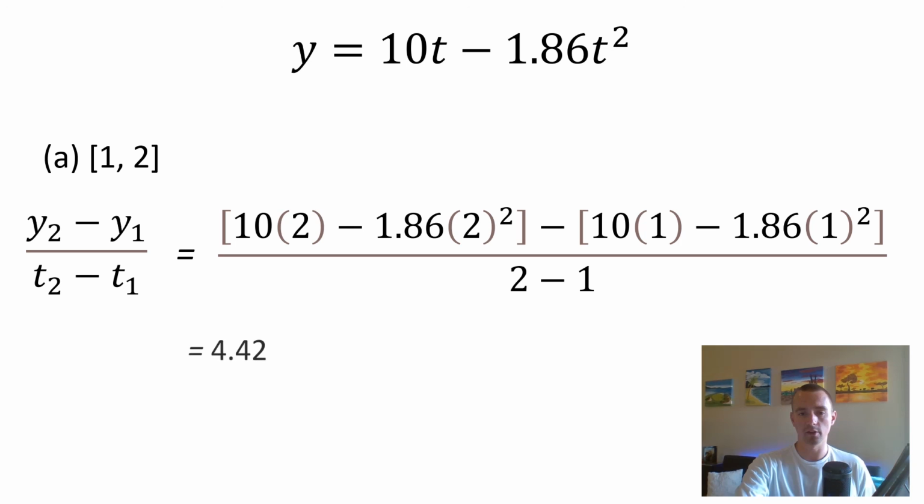Doing this calculation tells you that the average velocity of this object over that period of time is 4.42. And then you'd want to include units. The units are just whatever your distance unit is divided by whatever your time unit is, so that's meters per second. So from 1 second to 2 seconds, our average velocity is 4.42 meters per second. Like I said, it's going to be that exact same process.